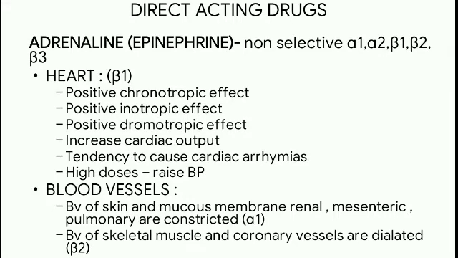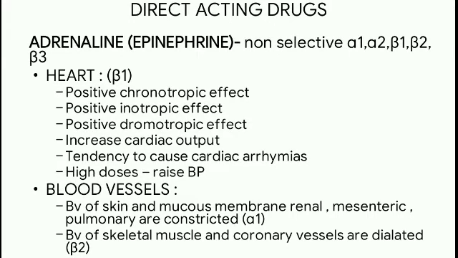Moving on to blood vessels, the blood vessels of skin, mucous membrane, and renal, mesenteric, pulmonary are constricted. These are due to alpha 1 receptors. Mesenteric vessels are the major artery of the abdomen. They arise from the abdominal aorta and supply arterial blood to organs of the gut and intestine.